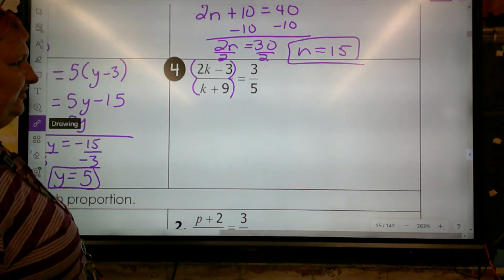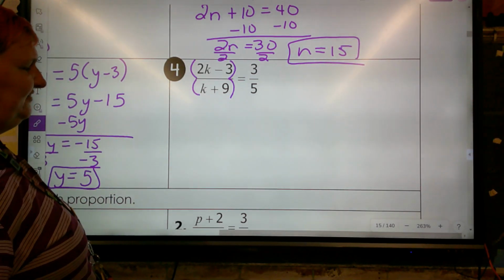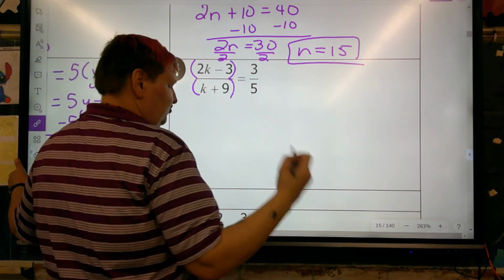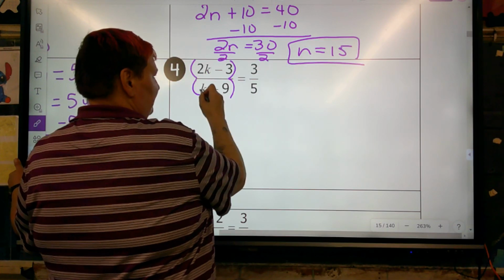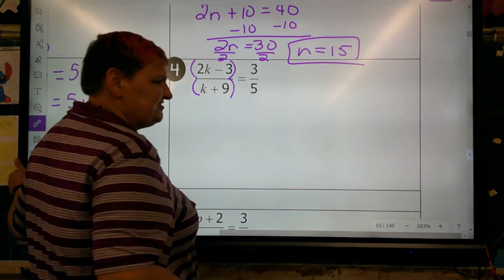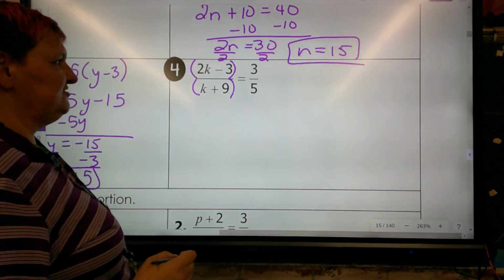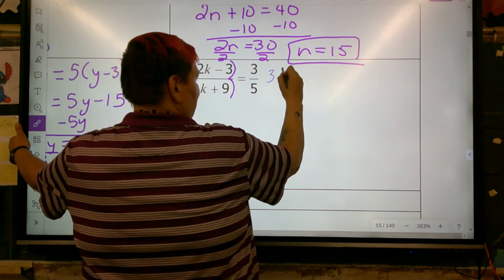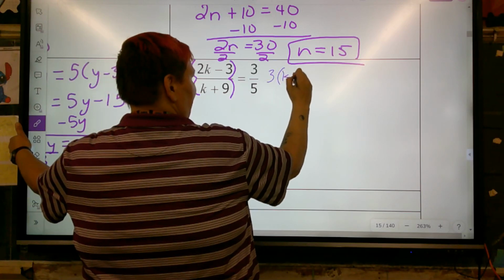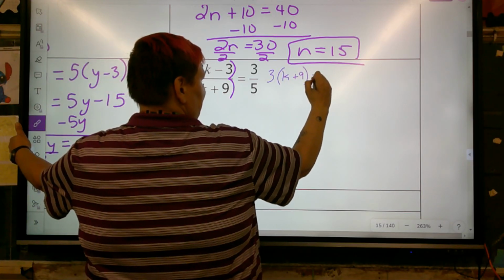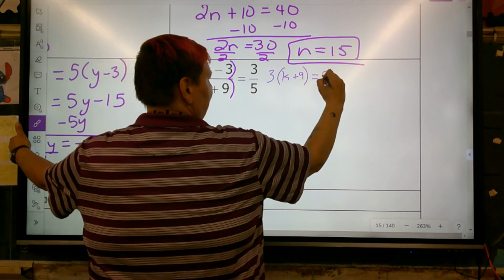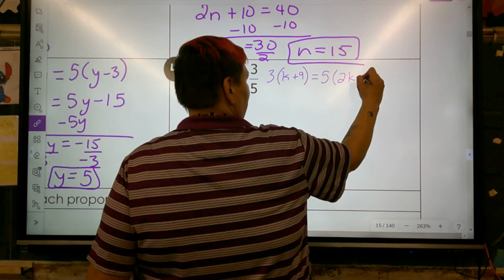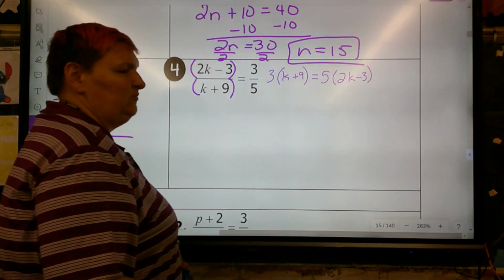Alright, so cross multiply. It doesn't matter which one you start with, as long as you cross multiply. I can start here, or here, or here, or here. It doesn't matter, as long as you cross multiply. Let's start with the 3 times the group k plus 9. Make that equal to 5 times the group 2k minus 3. Alright, with me so far?